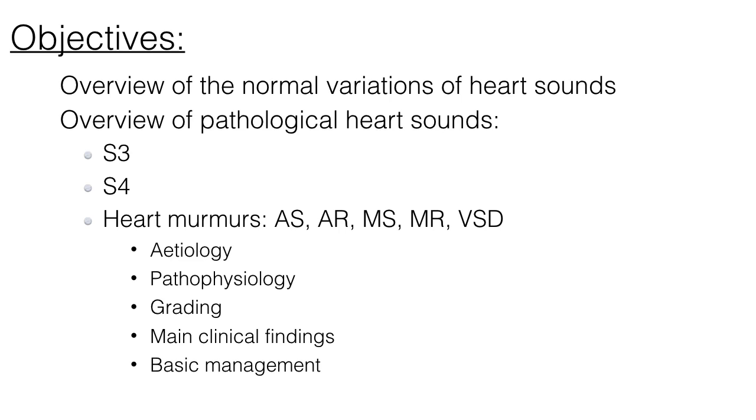Now, just to recap what this podcast has gone over. So we first off started looking at the normal heart sounds and its normal variations. I then went over 2 pathological added heart sounds and then 5 heart murmurs which are taught in medical school. So aortic stenosis, aortic regurg, mitral stenosis, mitral regurg, and then a congenital heart murmur of ventricular septal defect. And for each of these murmurs, I talked about the etiology, its pathophysiology, how we characterise and grade them, their main clinical findings, and their basic investigations and management.